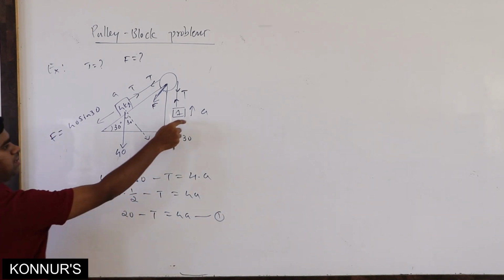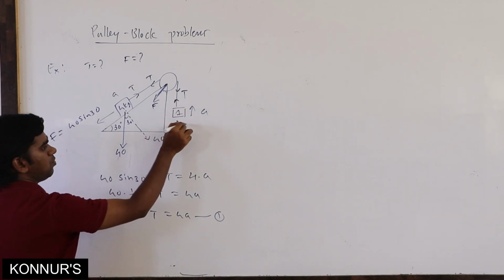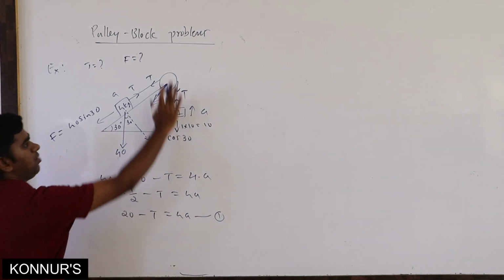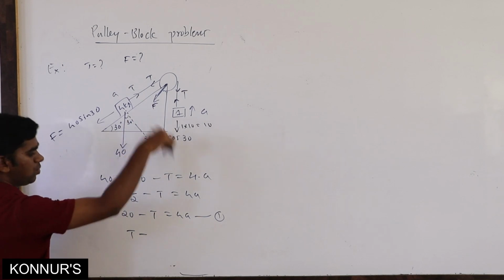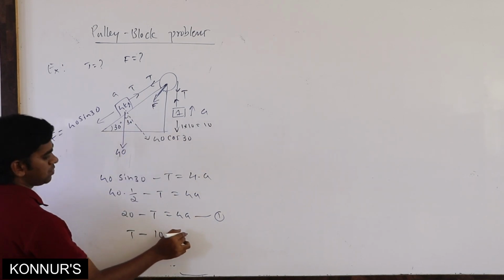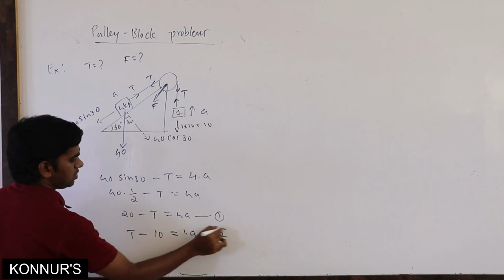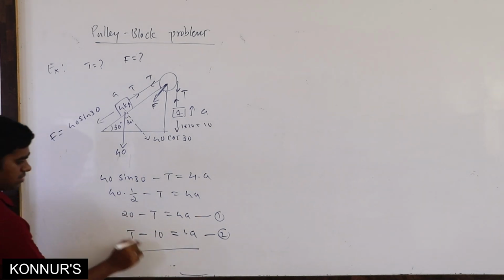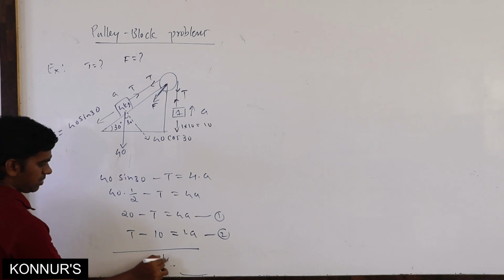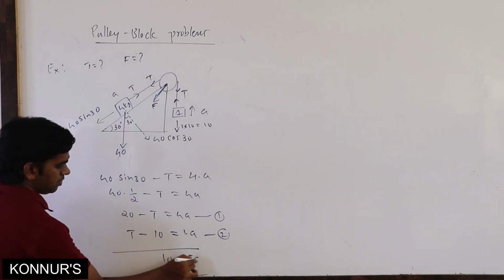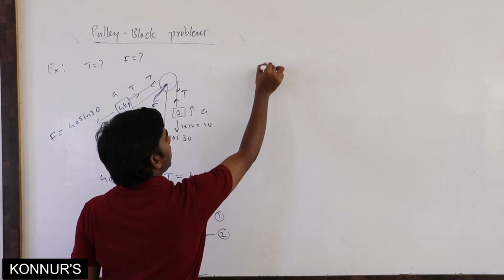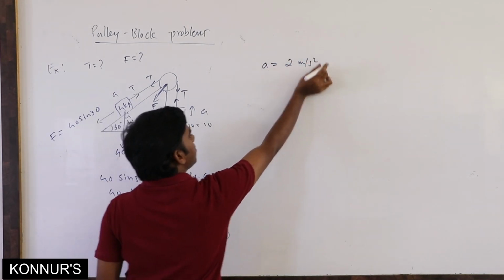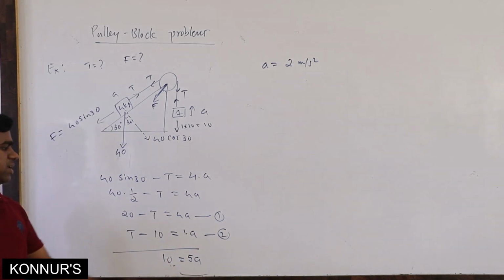So similarly apply here. What is the downward force? 1 into 10, so 10 kg. I am taking g as 10. Again I am telling, upward force is T minus downward force 10 equals 1a. So this is the second equation. If we solve these two, T will get cancelled. So 20 minus 10 will become 10 equals 5a. So acceleration is 10 by 5, that is 2 meter per second square.